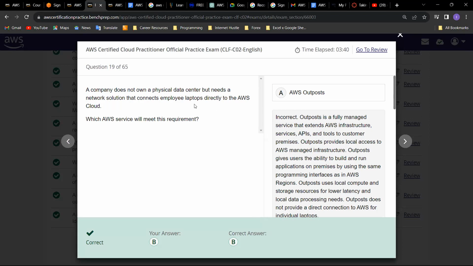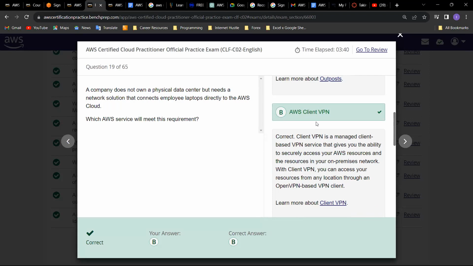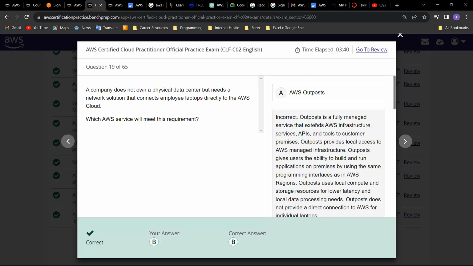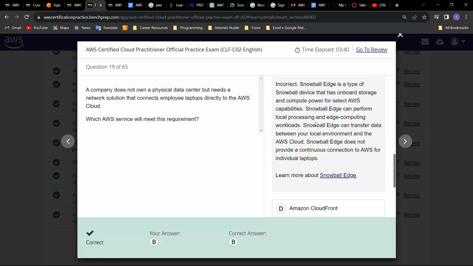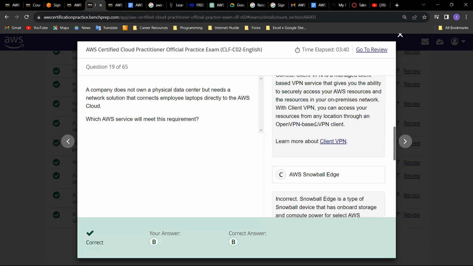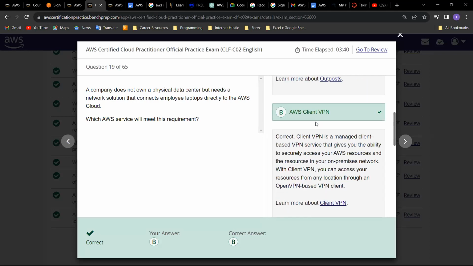Yeah. And then this one, question 19. A company does not own a physical data center but needs a network solution that connects employee laptops directly to the AWS cloud. Right. So here we choose Client VPN. Why? And I must say, elimination. Oh yeah, elimination. But the answer is inside the question. Yeah, employee laptop.